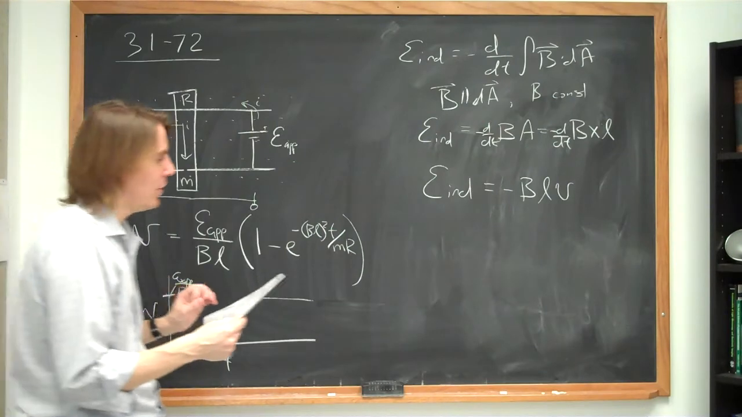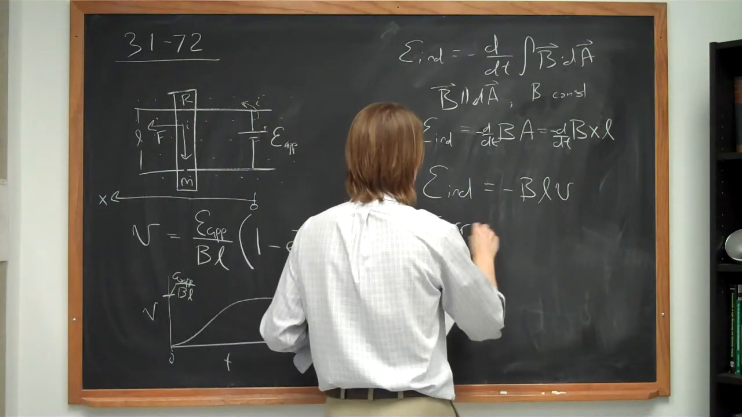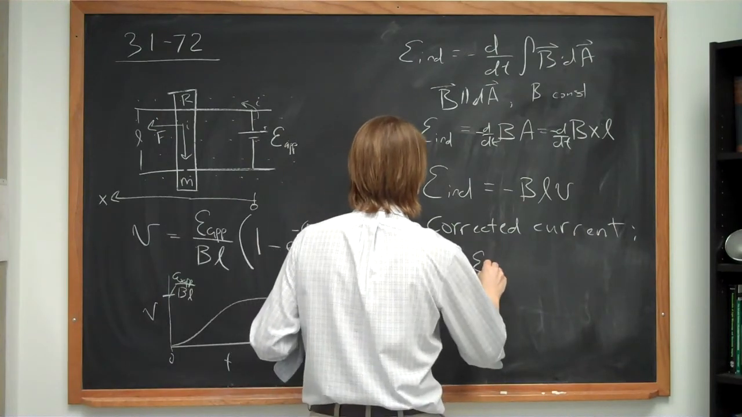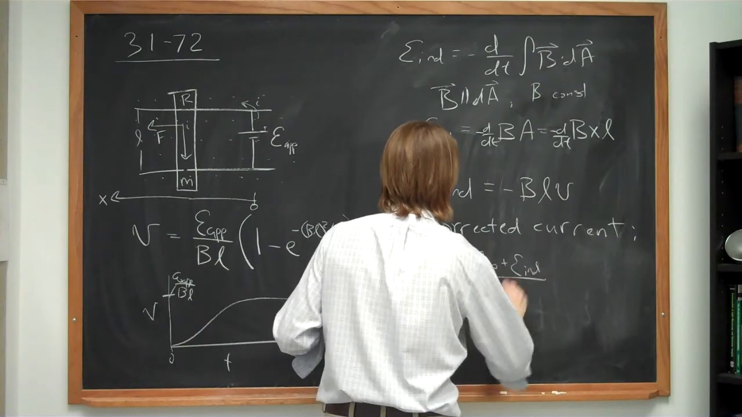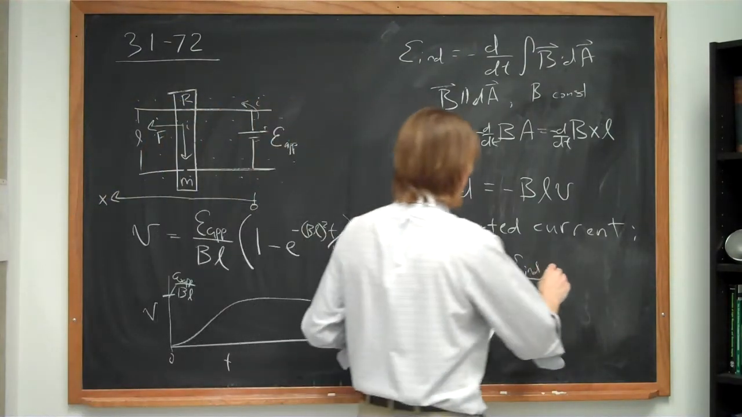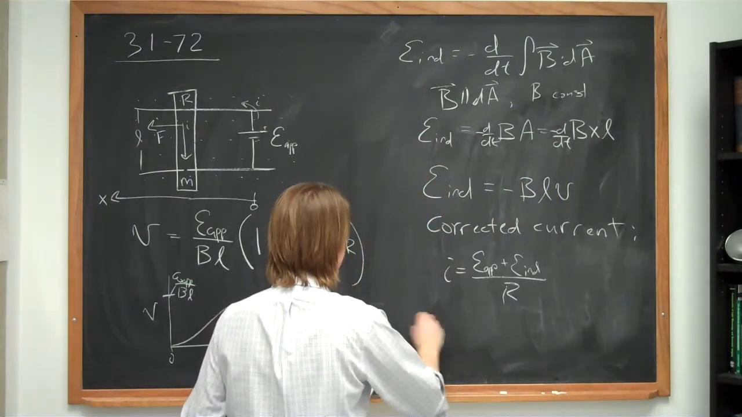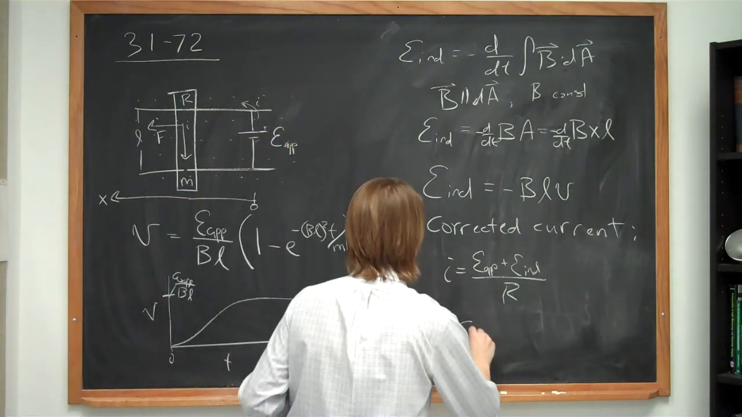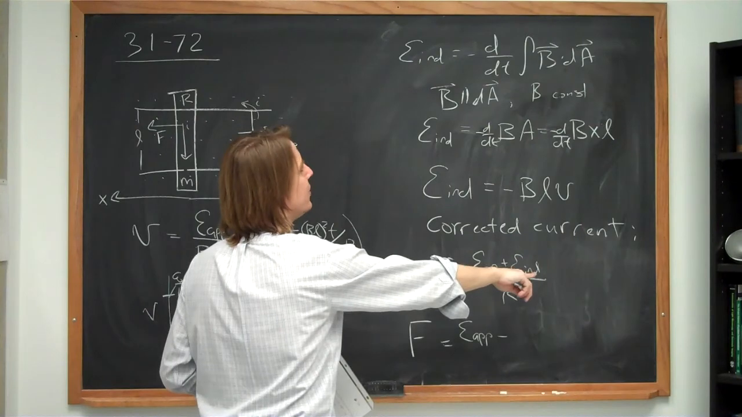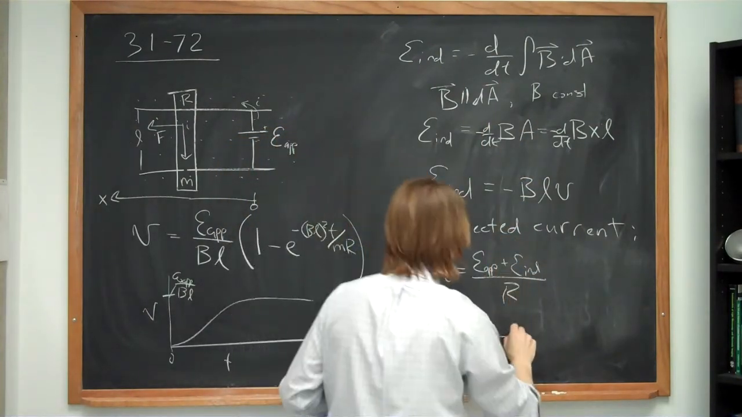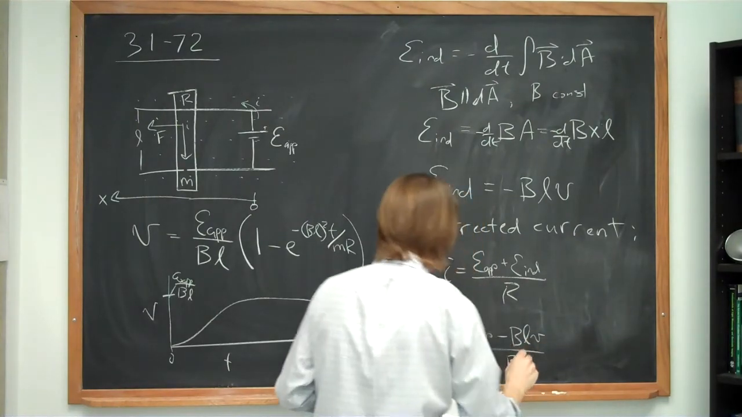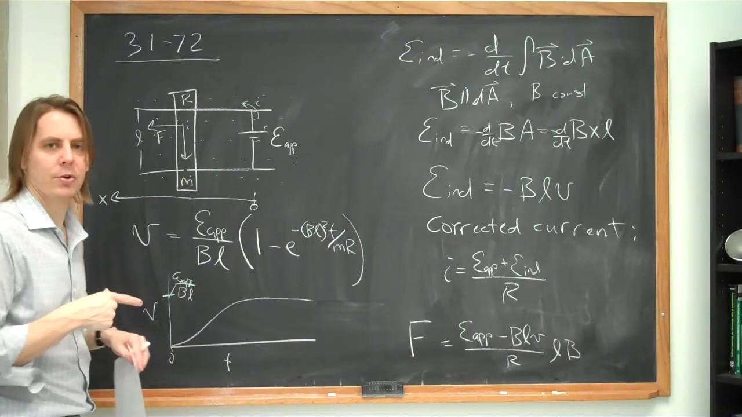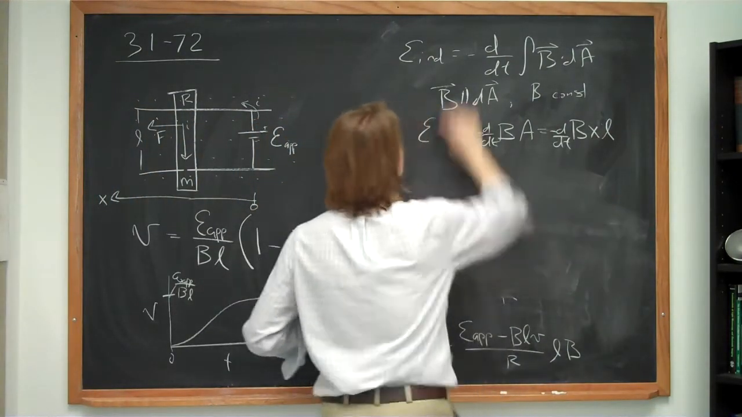Okay, so let's look at our corrected current. It's I equals the EMF applied plus the EMF induced, over R. Or we could write it this way, let's just write the whole force F. The corrected force is I L B. So it's I, which is E applied, minus, we're going to add E induced, but E induced was minus BLv, over R. So there's the new current. Times L and B. Okay, so there's the force down there. Now, let's just keep that down there and erase the rest of this.